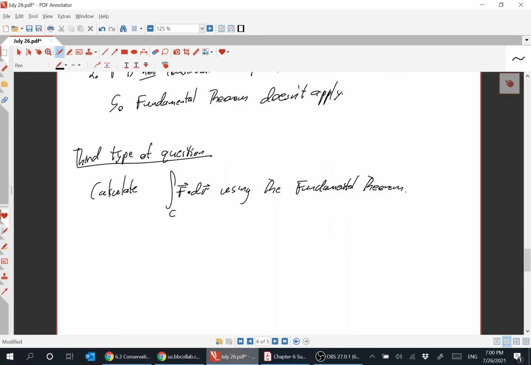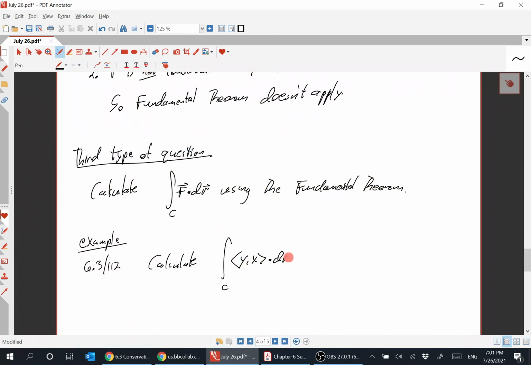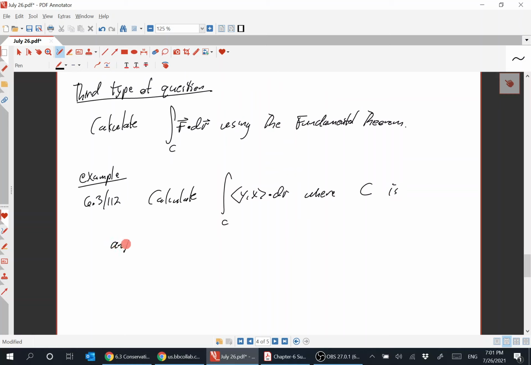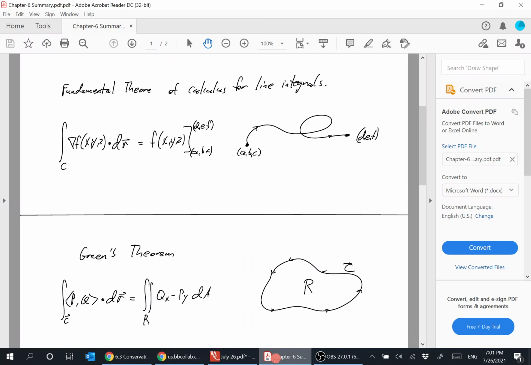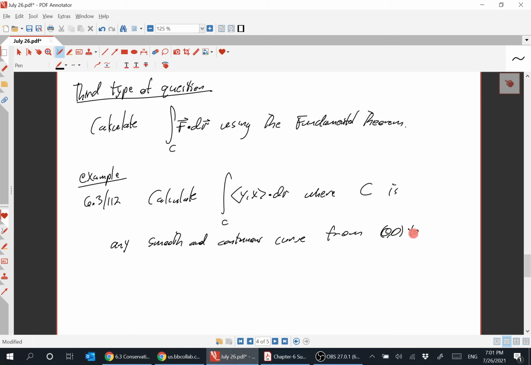All right, 112. So example 6.312. Calculate the line integral over C of y comma x dot dr, where C is any smooth and unbroken curve from 1, negative 1 to 2, 4.